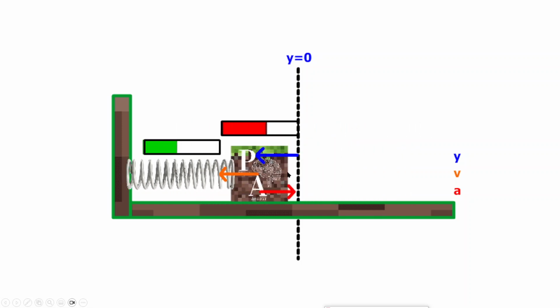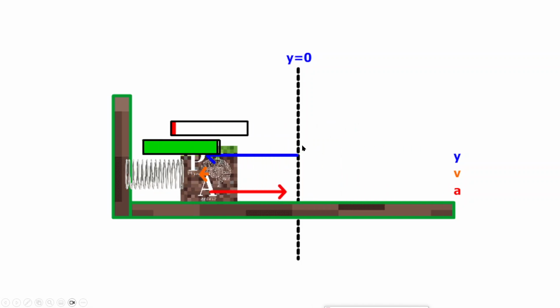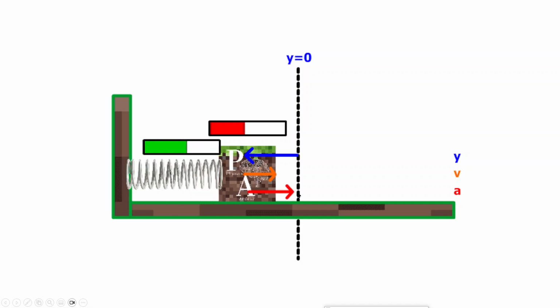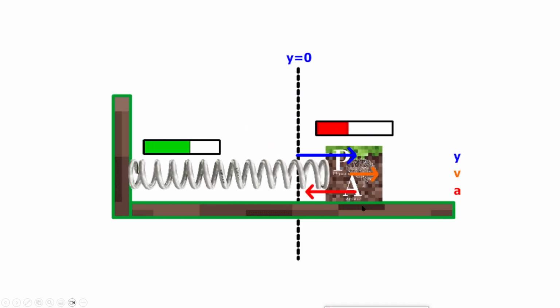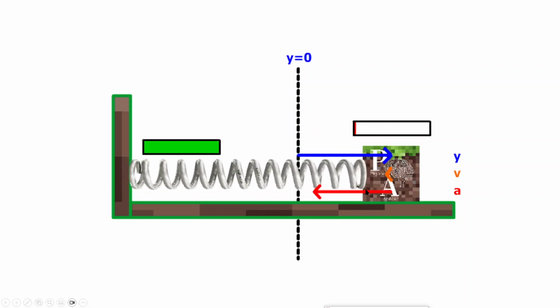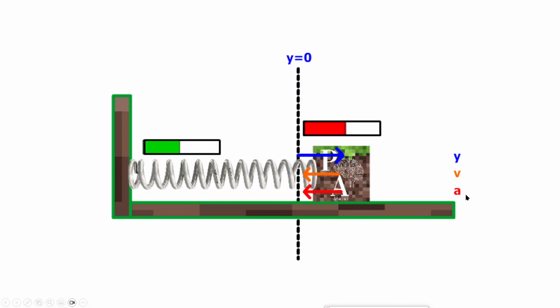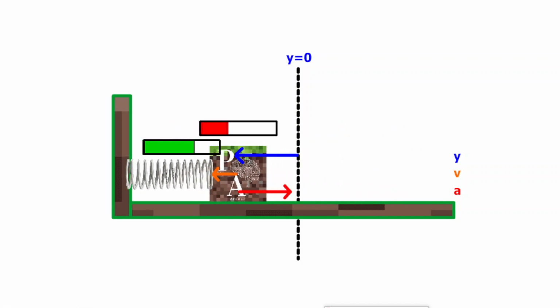And then how about acceleration? When displacement is 0 at the equilibrium, acceleration is also 0. But acceleration is maximum at the amplitude. Why is acceleration maximum at the amplitude? Because acceleration is related to the force, the force in the spring. Okay, I will explain later.